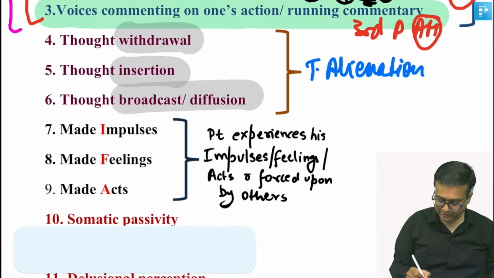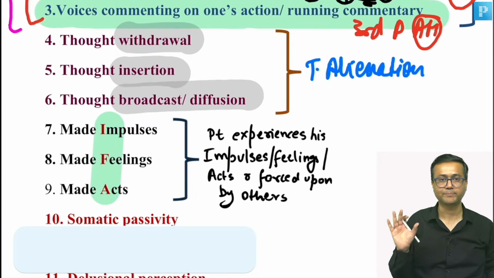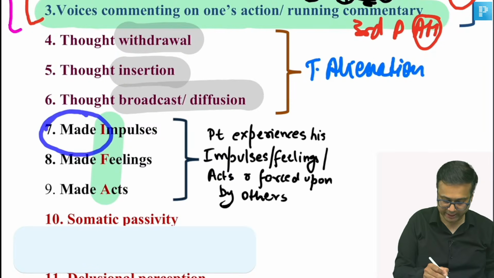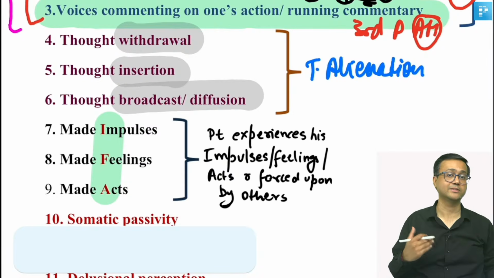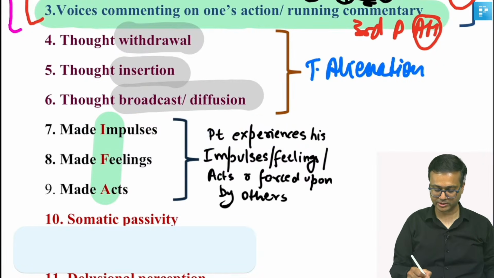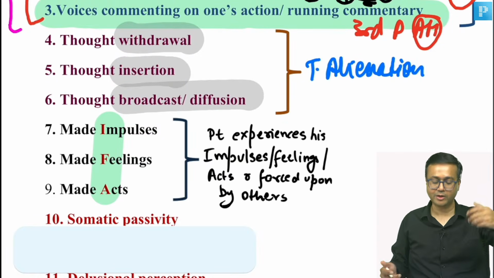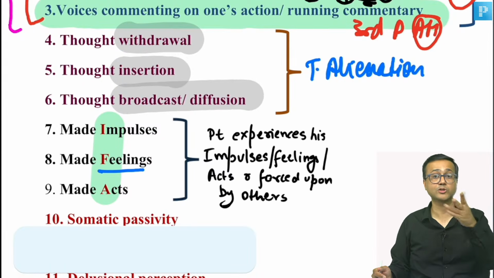Yes. Now the next 3, beta, are made phenomena, which you can remember with the mnemonic IFA. See, in Bollywood there are IFA words, so let's remember it with IFA. Made impulses, made feelings, made acts. See, the name itself is telling you, beta, made: someone is making the person experience it. So the patient experiences the impulses. What are impulses? Urges. He says, I am having some urges but these are not mine. Somebody is making me experience them. Or a person is crying, you go and ask why are you crying. The patient says, sir, this feeling of crying is not mine. Somebody is making me experience it.